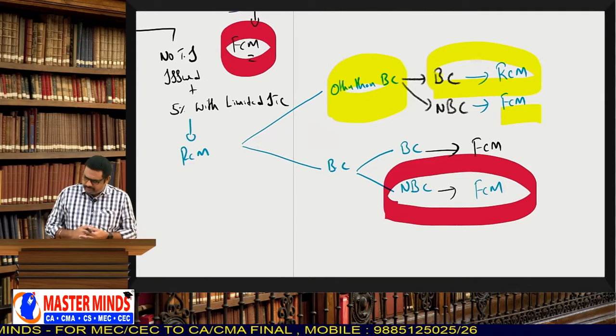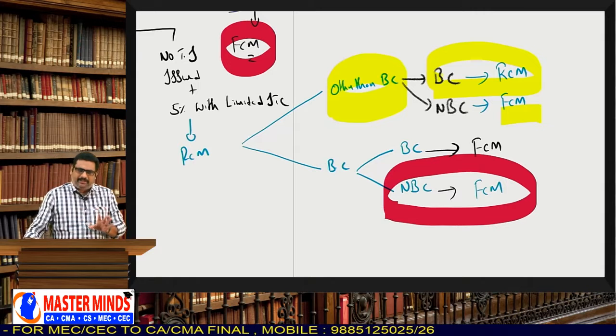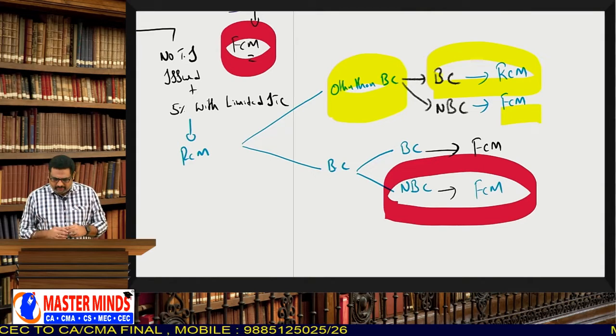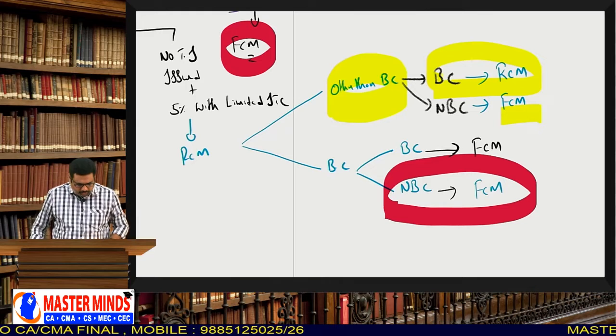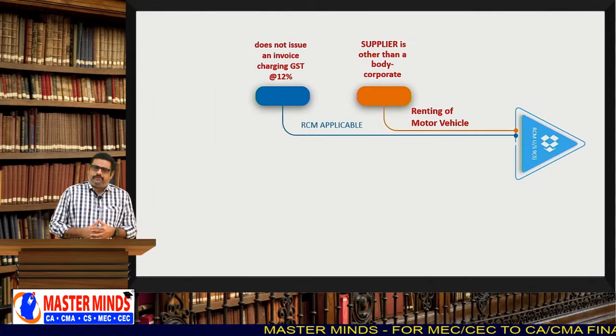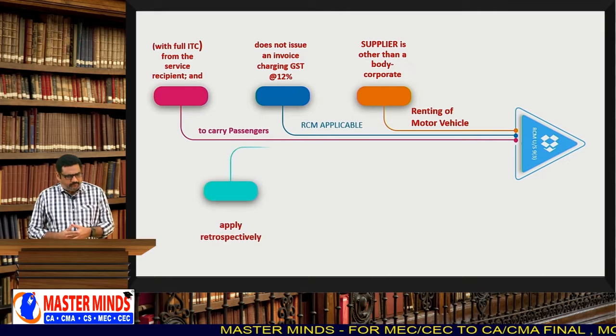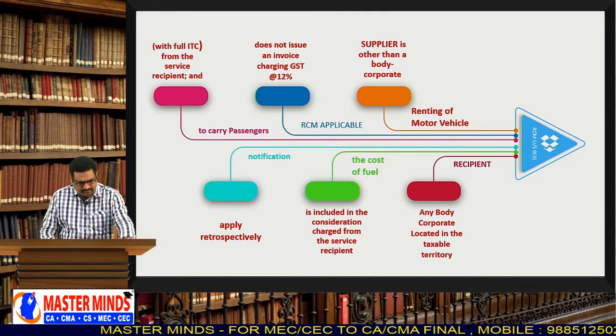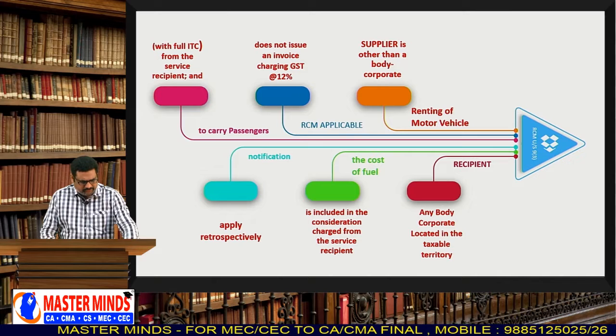This was the concept that was there in the amendment. So this is all about the renting of motor vehicle point. Next we will move to the next point. This was the total story with respect to renting of motor vehicle, and after that we will see exemptions.